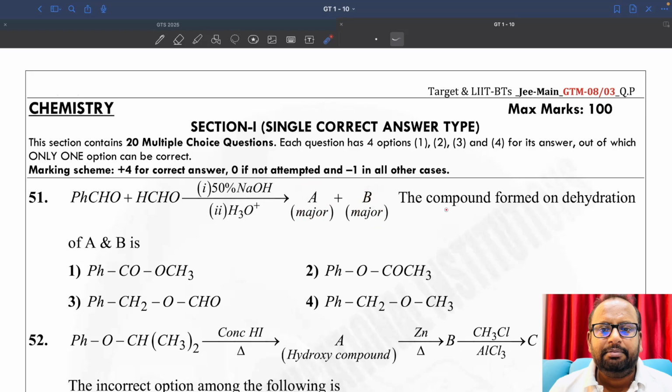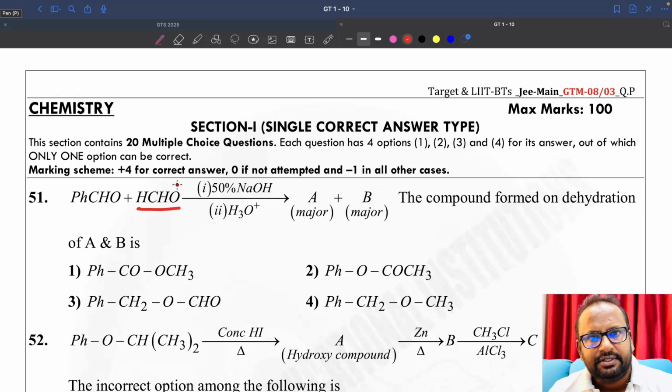These A and B compounds are subjected to dehydration. So then, what are A and B? We have to identify the compound we get after dehydration. With 50% NaOH, this one has no alpha hydrogens, and this one also has no alpha hydrogens. So this reaction will be the Cannizzaro reaction. The Cannizzaro reaction is a disproportionation reaction, in which one group is oxidized and another group is reduced.